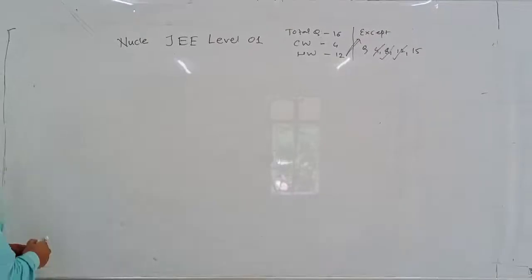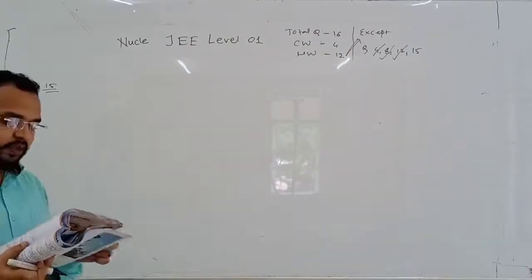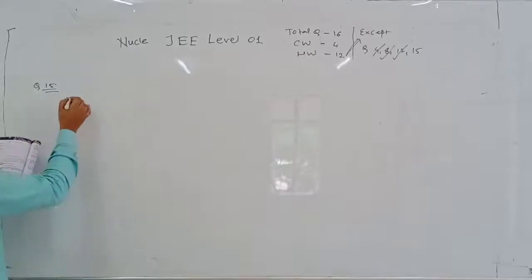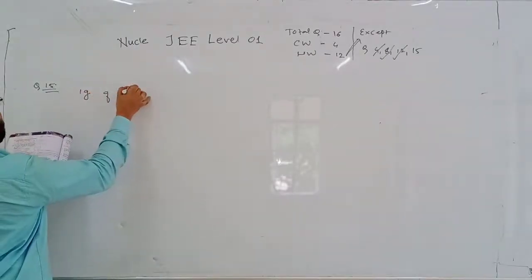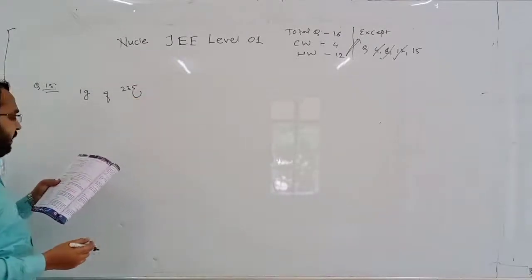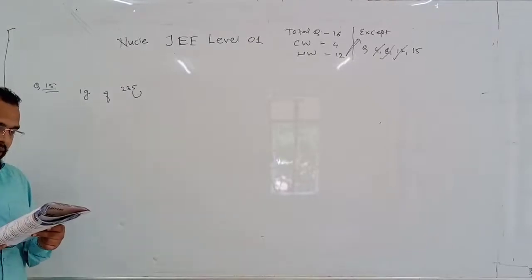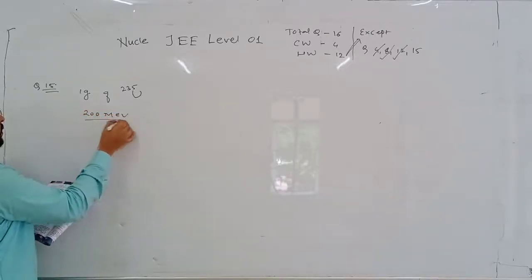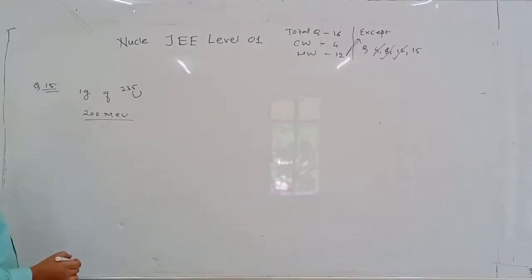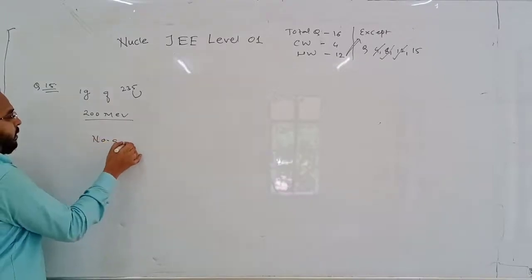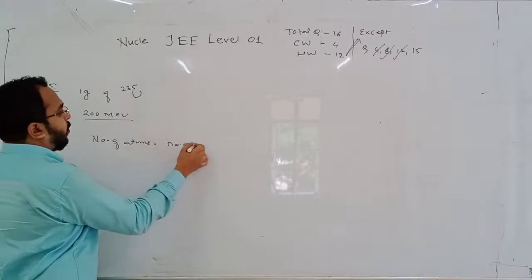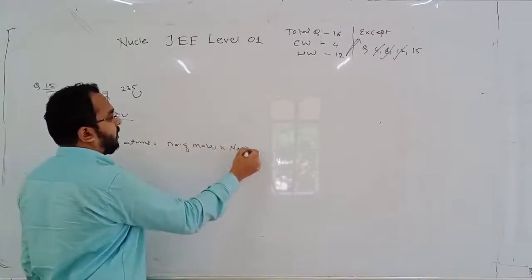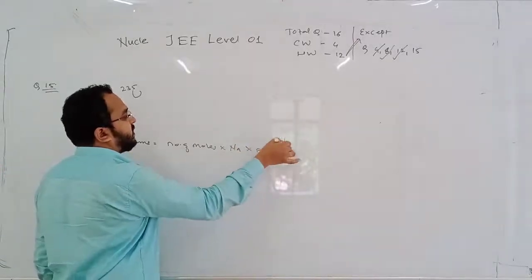Now we'll solve question number 15. The energy released by the fission of 1 gram of uranium-235 in joules, given that the energy released per fission is 200 mega electron volt. So per fission it released 200 mega electron volt. Now per fission, that means we need to know the number of atoms. So number of atoms is equal to number of moles into Avogadro's number into atomicity. This atomicity is 1 for uranium.